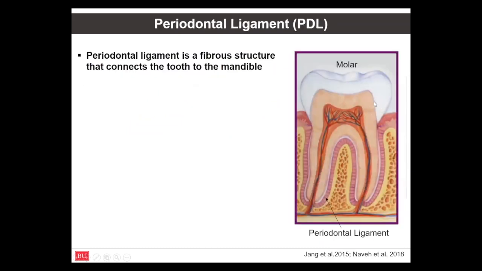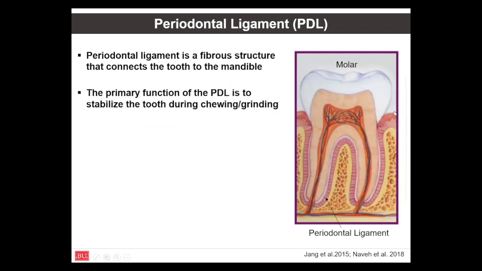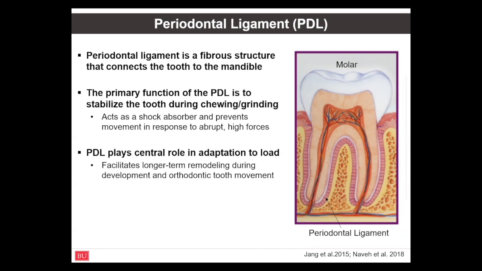So just to start with a little background, the periodontal ligament is a fibrous structure that connects the tooth to the mandible. And you can see it denoted in this image on the right by this kind of pink striped structure here. The function of the PDL is to stabilize the tooth during chewing and grinding. And in particular, it acts as a shock absorber, preventing movement in response to high abrupt forces during chewing. The PDL also plays a central role in adaptation to load, facilitating longer-term bone and ligament remodeling during development, as well as during orthodontic tooth movement or when you have braces.